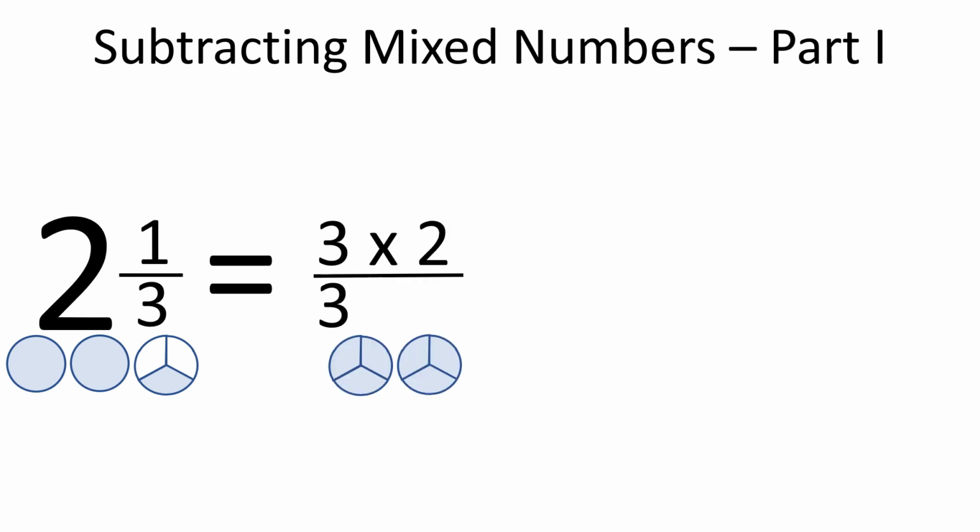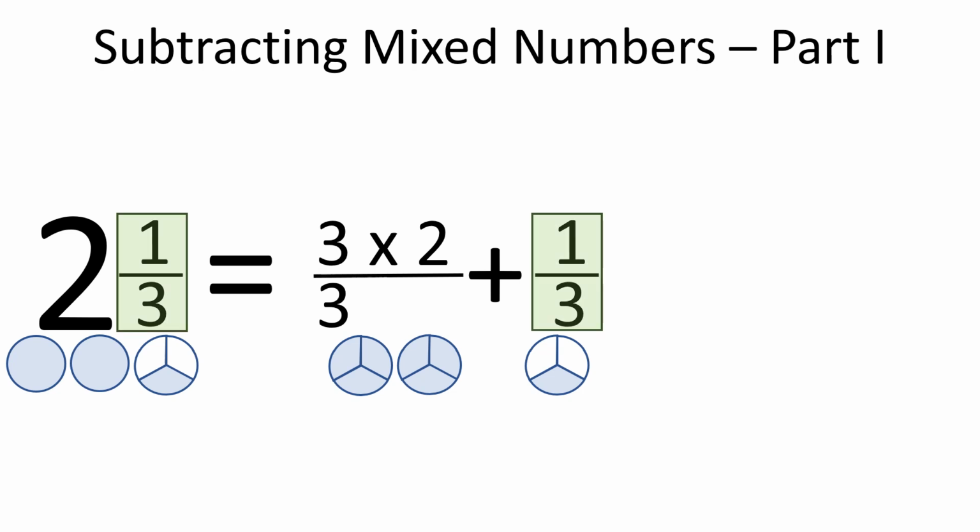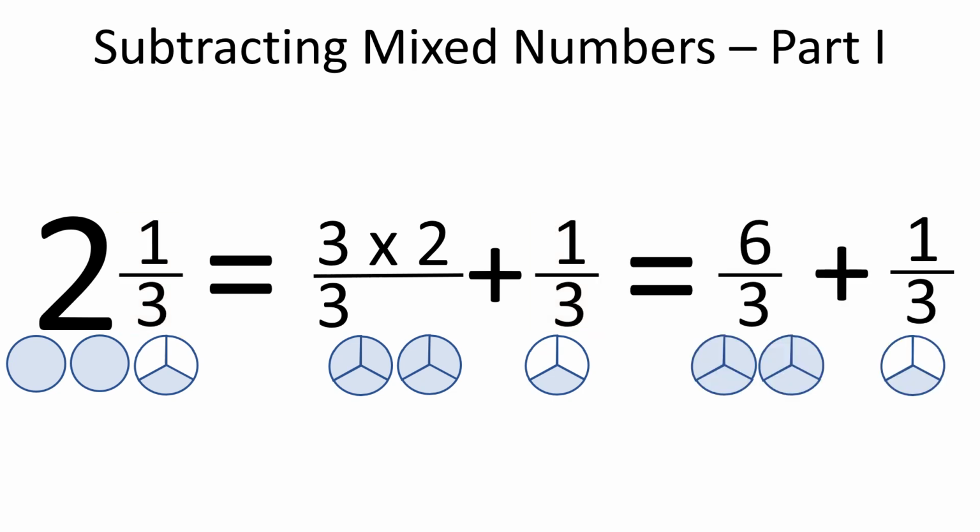Here, the whole was divided into 3 parts. We know that because there is 3 in the denominator. So 1 whole is equal to 3/3. As we have 2 wholes, we have to multiply the numerator by 2. And then we have to add to that 1/3. So we have 6/3 plus 1/3, and that is equal to 7/3.